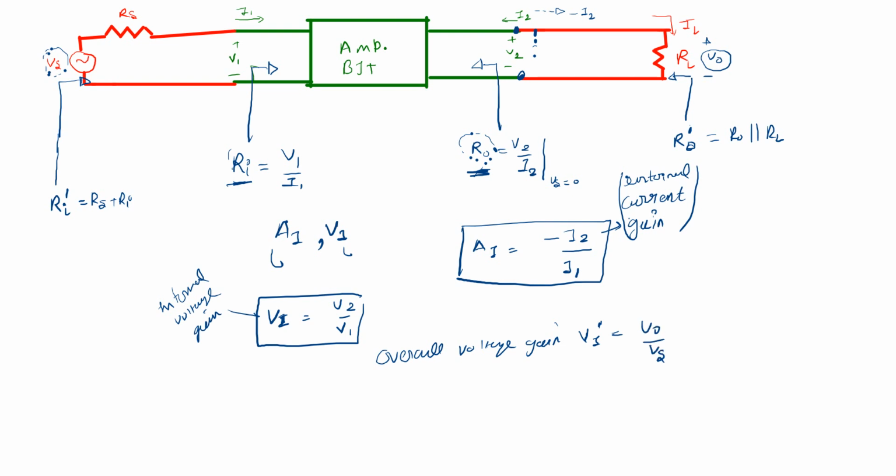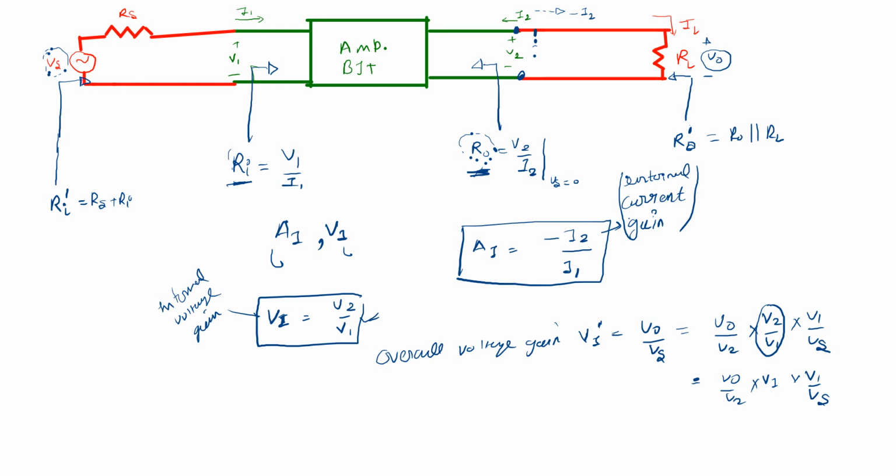So we need to simplify this part. You can write like this: V naught over V2 into V2 upon V1 into V1 upon Vs. So this part we have calculated here, so you need to write here, this is the V naught over V2 into Vi into V1 over Vs.